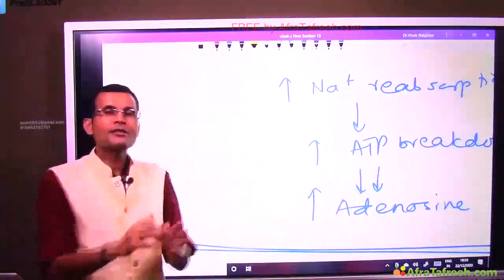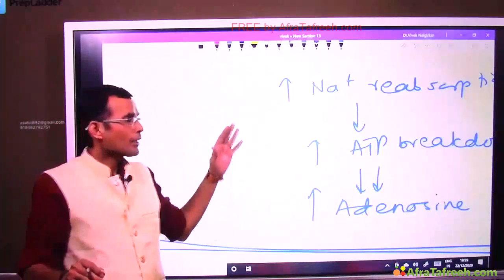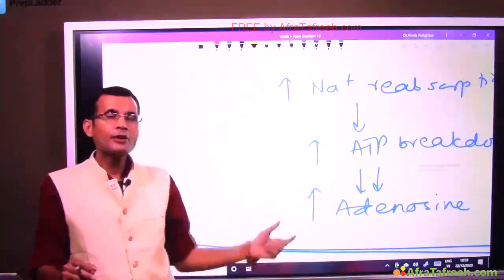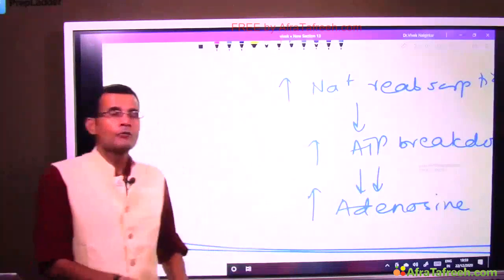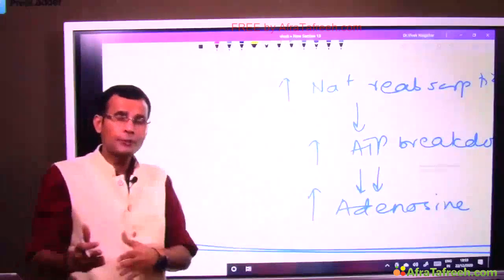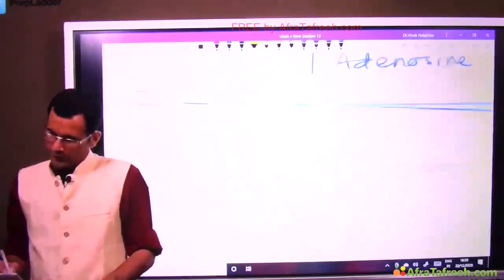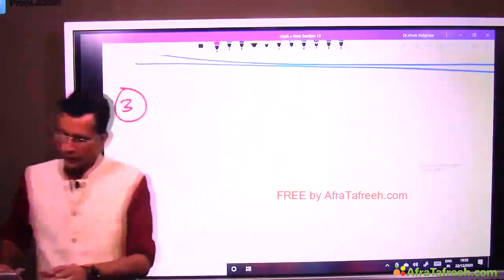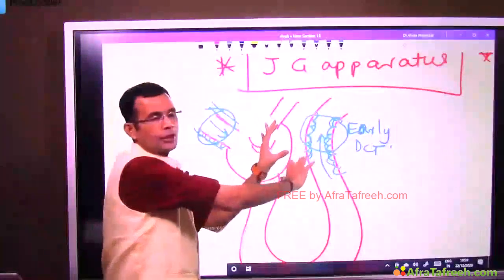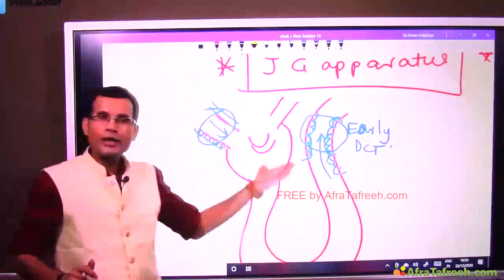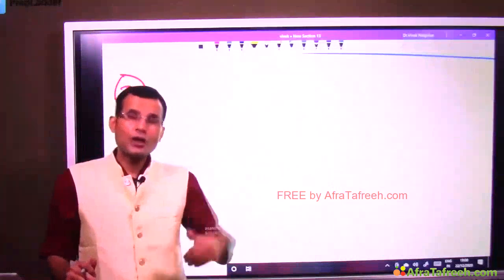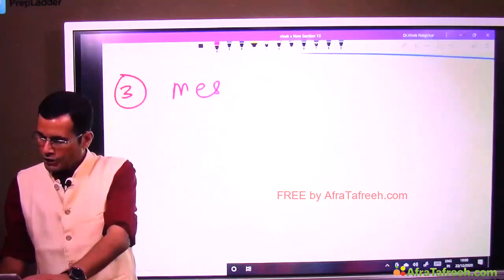I hope you have taken the difference between the two. So come back to the discussion. We were actually talking about the JG apparatus. We saw the first cell in the afferent arteriole, which is the granular or JG cell, synthesizes renin. We saw the second cell, macula densa cell, lining the early DCT, and its function is TG feedback, tubuloglomerular feedback. The third cell is between these two cells, between the afferent arteriole and early DCT. So since it's outside the blood vessel and outside the glomerulus, it's called extraglomerular cell or mesangial cell.